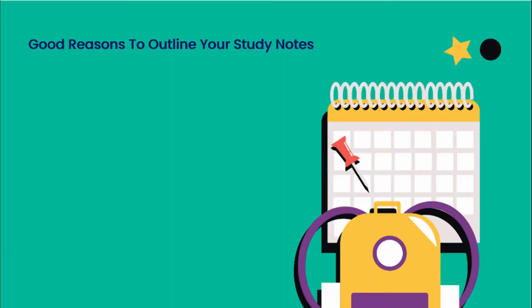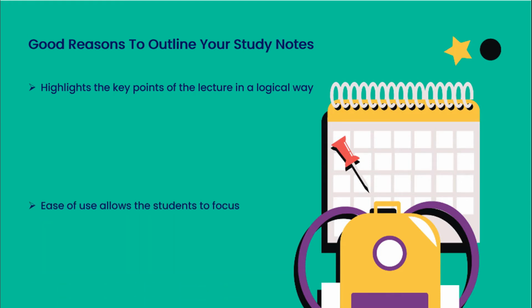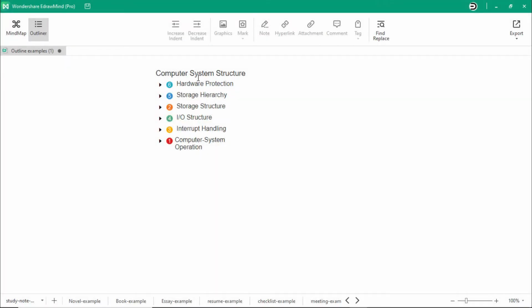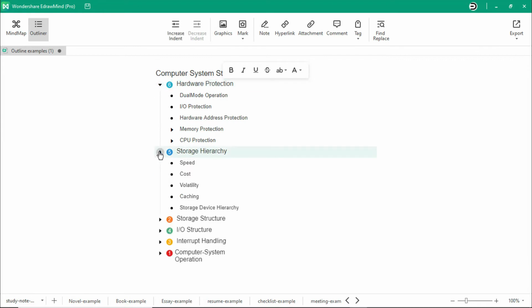We'll look at some good reasons to outline your study notes. Highlights the key points of the lecture in a logical way. Ease of use allows students to focus. Reduces the viewing and editing time. And gives a proper and clean structure to your notes. Now let's see an example of a study notes outline. Clicking on the arrow expands the topics into subtopics as shown.